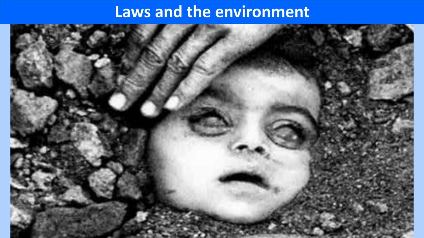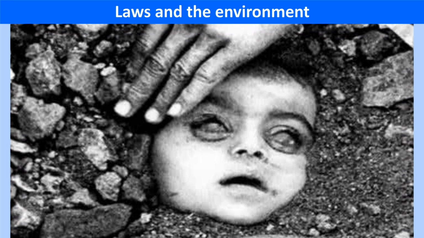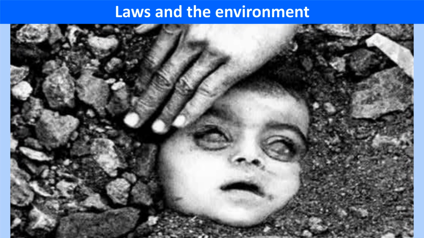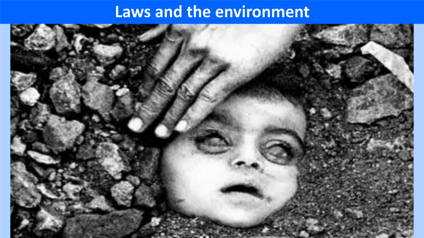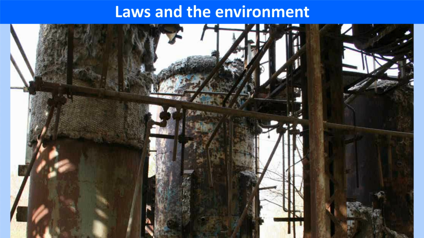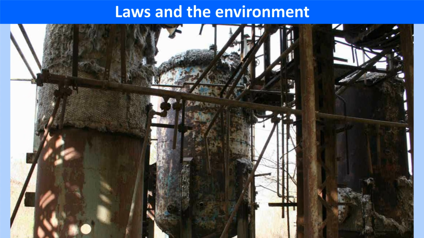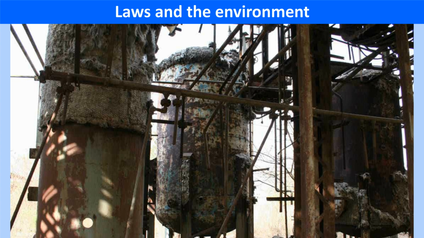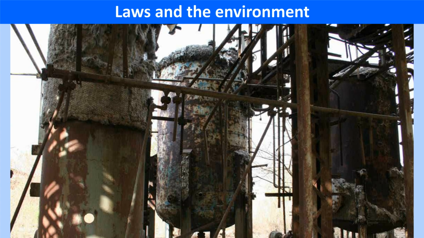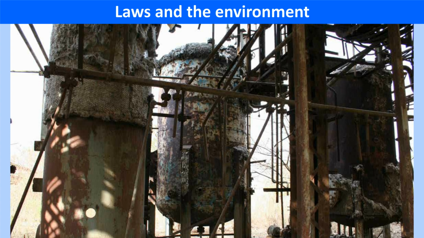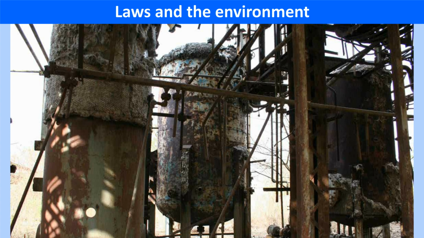Earlier, there were very few laws which dealt with the protection and preservation of the environment. However, environmental disasters such as the Bhopal gas tragedy further highlighted the need for environmental laws. The Department of Environment was established in 1980 to ensure a healthy environment for the country. It became the Ministry of Environment and Forests in 1985.